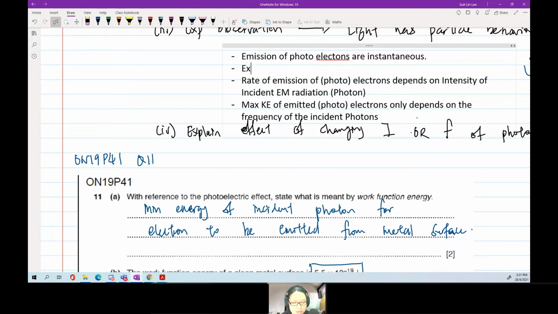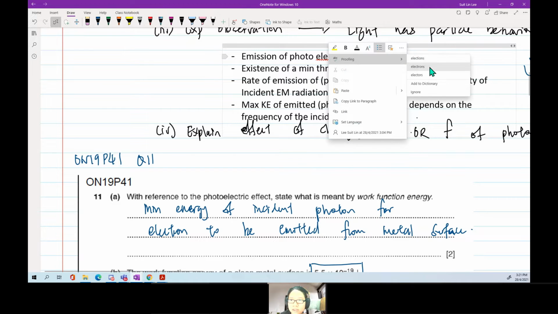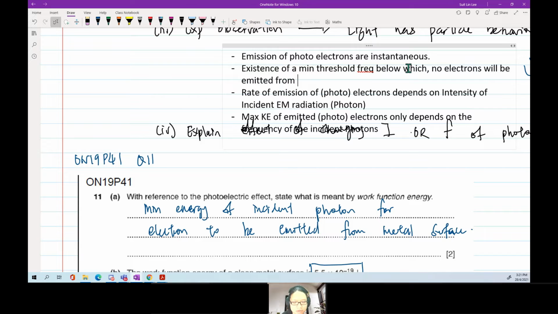So this one is the existence of a minimum threshold frequency. Electrons, yes. Below which no electrons will be emitted from the metal surface. Okay, so 1, 2, 3, 4.